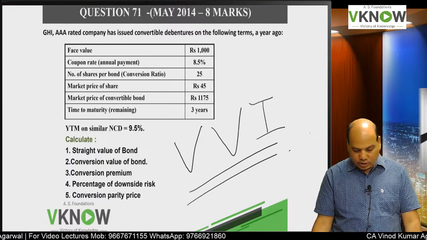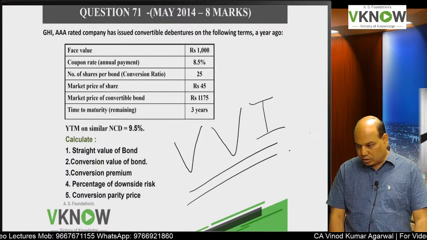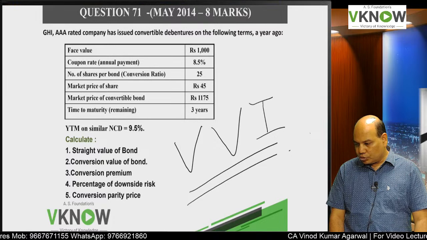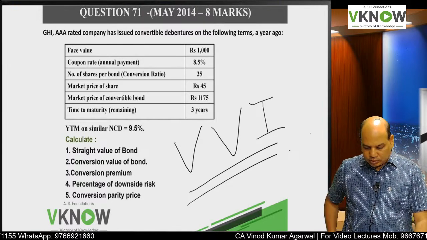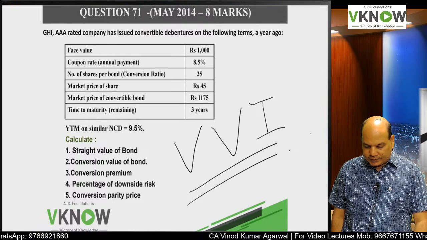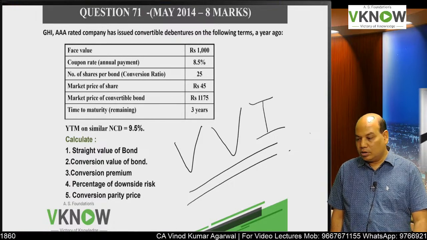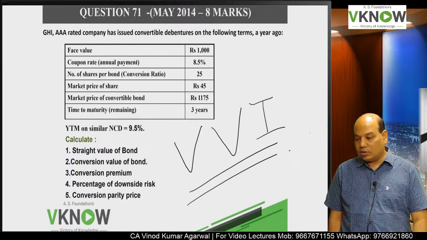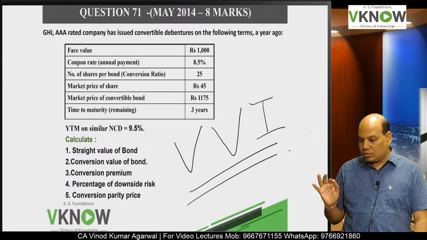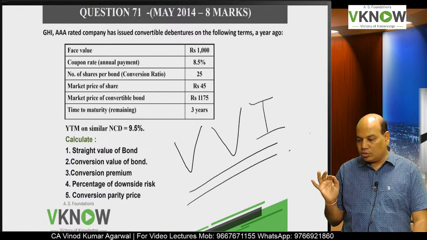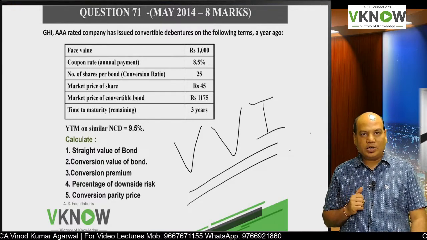Question is GHI Limited, a AAA rated company, has issued convertible debenture on the following terms 1 year ago. Face value rupees 1000, coupon rate 8.5%, number of shares per bond, that is conversion ratio, is 25, market price 45, market price of convertible bond 1175, time to maturity 3 years, and YTM on similar debenture is 9.5%. So this time they have only asked 5 things: straight value of bond, conversion value, conversion premium, percentage of downside risk, and conversion parity price.